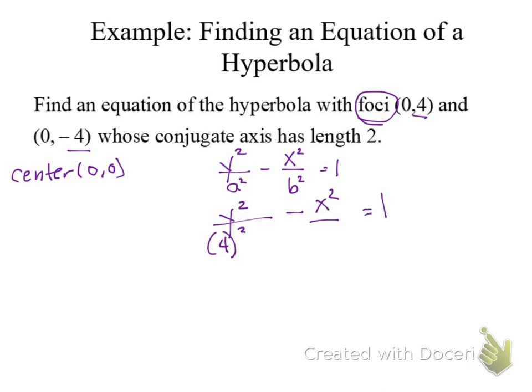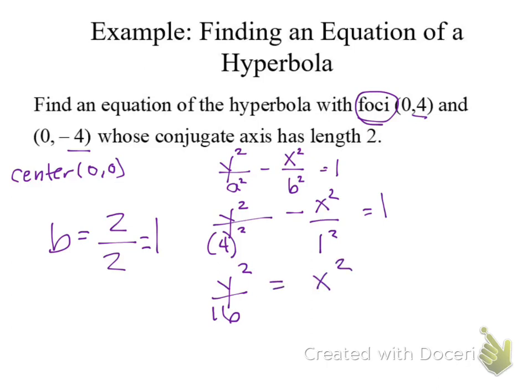So the entire length is 2, and so b would equal the conjugate measurement divided by 2, because we have to cut it in half. So this time it is 1, so that would be x squared over 1. So that is y squared over 16 minus x squared over 1 equals 1. And that would be my equation. Okay.